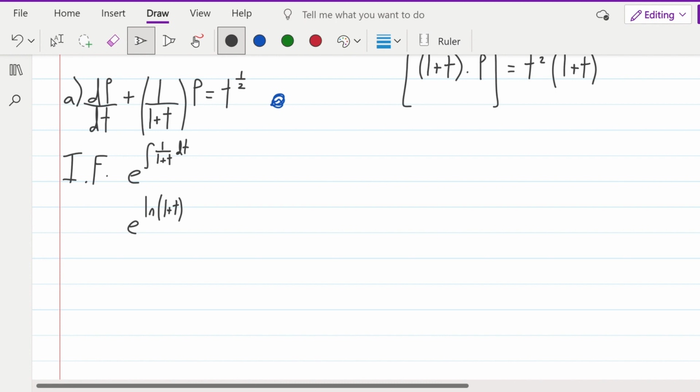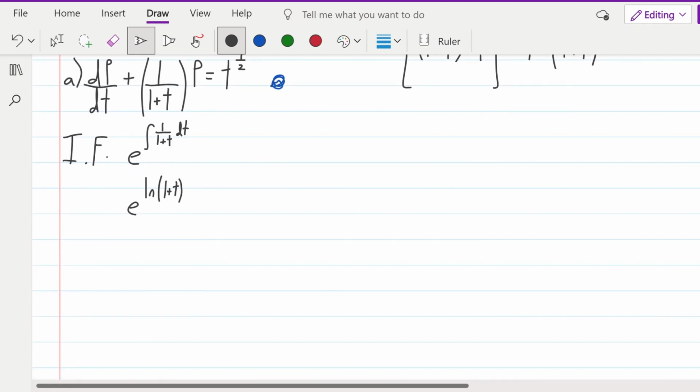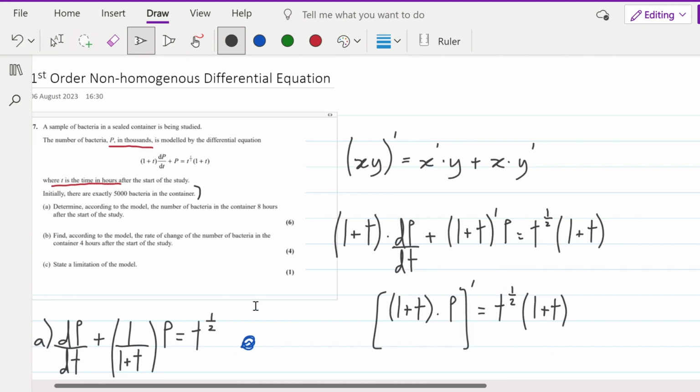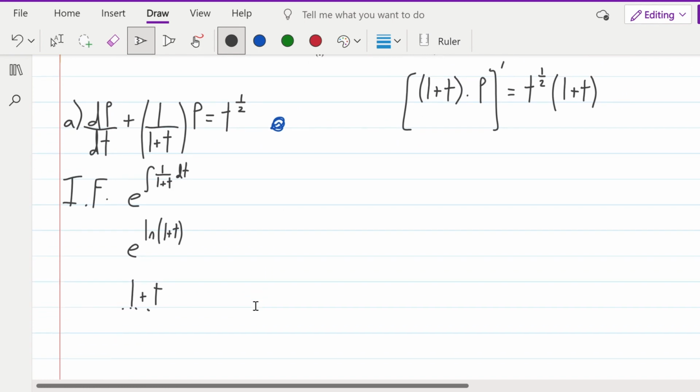But here, because we have e to the power of ln of something, the e and the ln can cancel out very nicely. So as our integration factor, we get 1 plus t. Now you can see how when we multiply this original equation by 1 plus t, we get exactly what was here originally. But like I said before, most of the time it won't be simple. It would be something else 90% of the time.